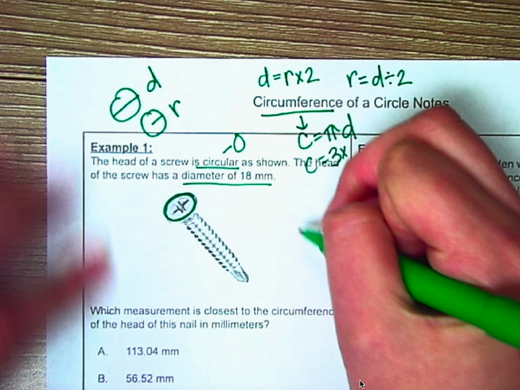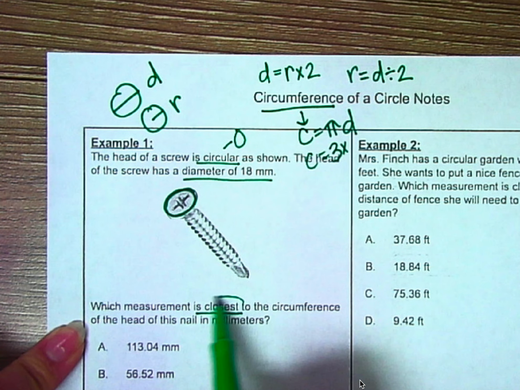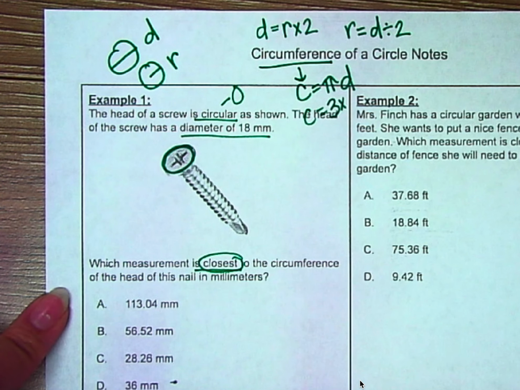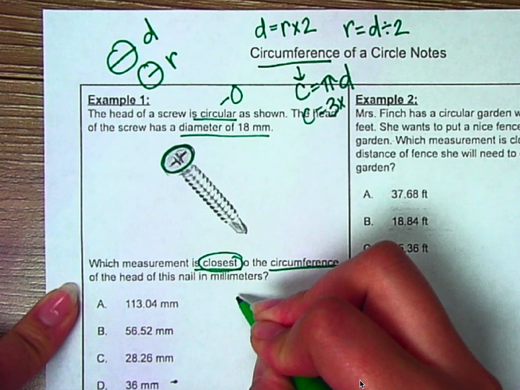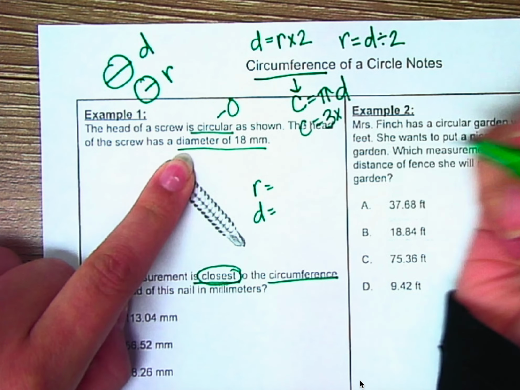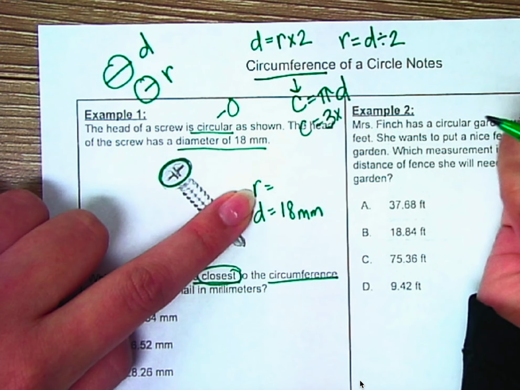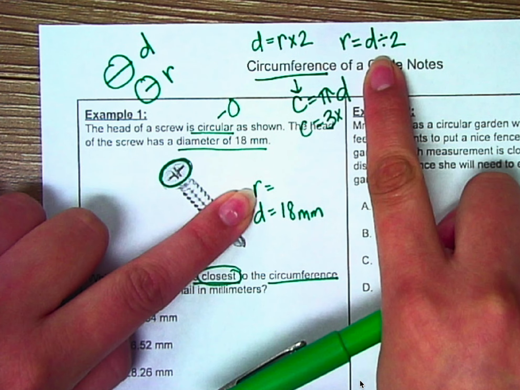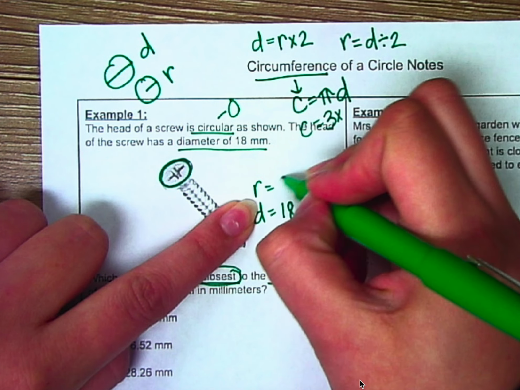My formula, the question says which measurement is closest? Closest meaning that it's not going to be the exact answer. It is going to be close, okay? So to the circumference of the head of the nail. So we're looking for circumference. So all of you should be writing R equals and D equals. Because they gave me the diameter, I can go ahead and put 18 millimeters there. I need to find the radius. I'm going to come up here. It says in order to find the radius, we have to divide the diameter by 2. So 18 divided by 2 is 9.